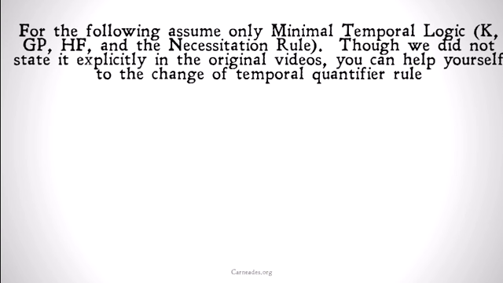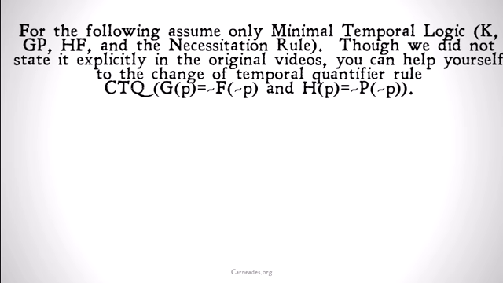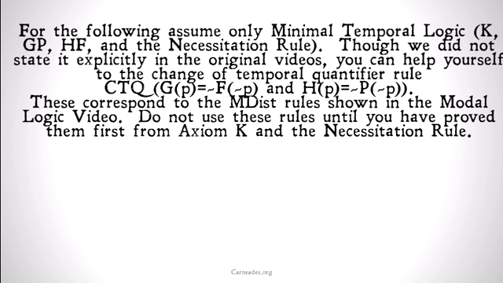For the following, assume only minimal temporal logic, K, GP, HF, and the necessitation rule. And though we did not state it explicitly in the original video, you can help yourself to the change of temporal quantifier rule, which makes sense with all of the change of quantifier rules. It should perfectly map onto all of them. These correspond to the modal distribution rules shown in the modal logic video. Once again, do not use those rules until you have proved them first from Axiom K and the necessitation rule. But if you've proven them in deontic or epistemic logic from the previous two problems, then you're welcome to use those here as well.